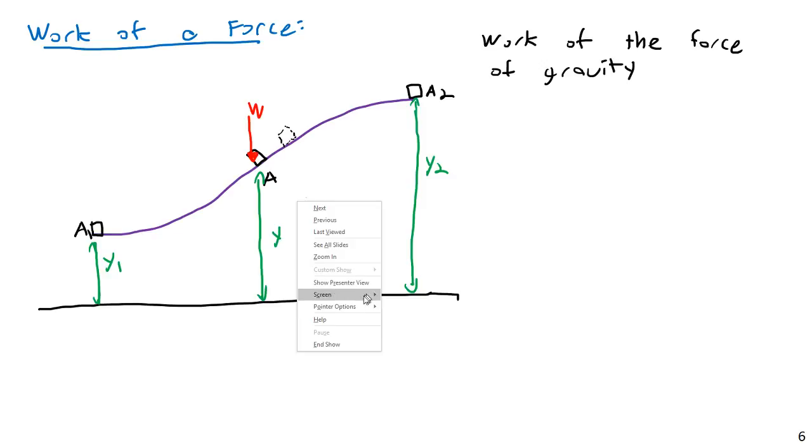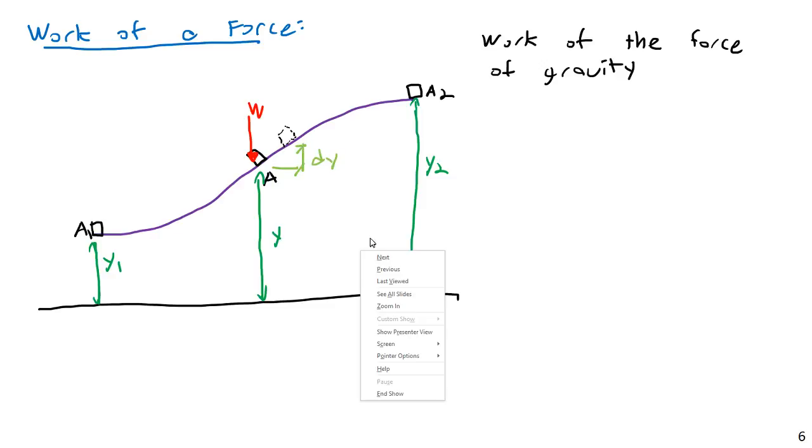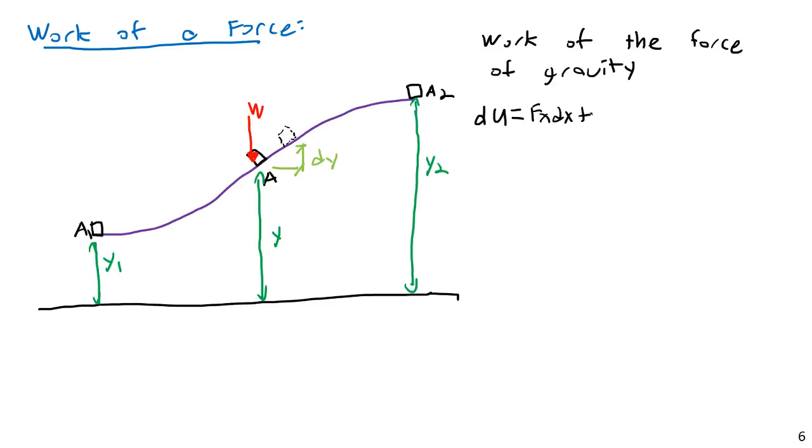This would be perhaps a dy, our change in height for a little element of integration. And then let's say we want to look at the work done by the force of gravity again. Well, we saw this earlier, that dU, again scalar, is Fx dx plus Fy dy plus Fz dz.